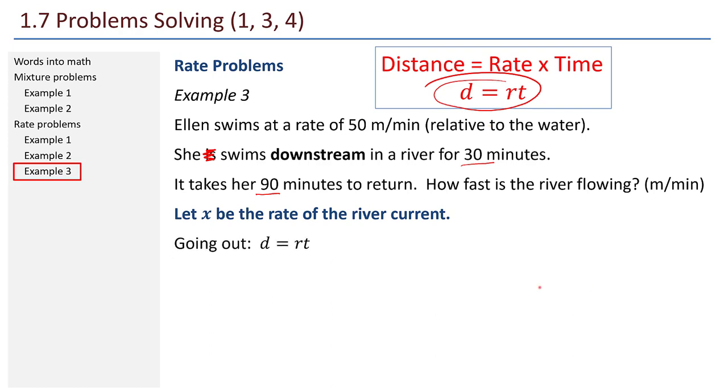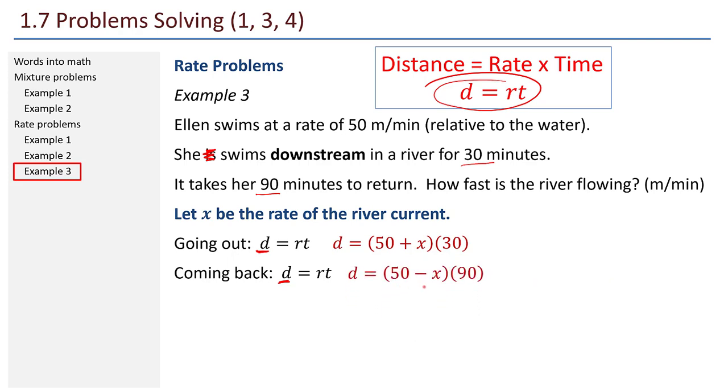So again, when she swims out, distance equals rate times time. When she comes back, distance equals rate times time. It's the same distance in both situations, but now let's analyze the rate and the time. When she goes out, her rate is 50 plus x. So that's where the variable shows up. And she swims for 30 minutes. Coming back, now what is her rate? The rate is 50 minus x. And she swims for 90 minutes.